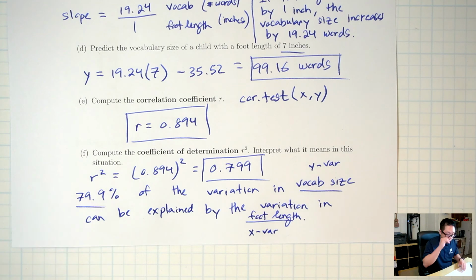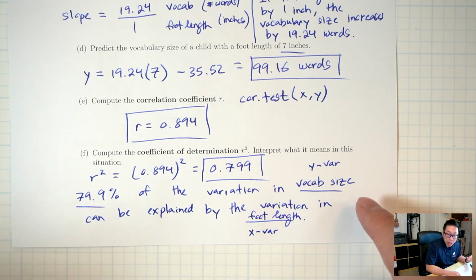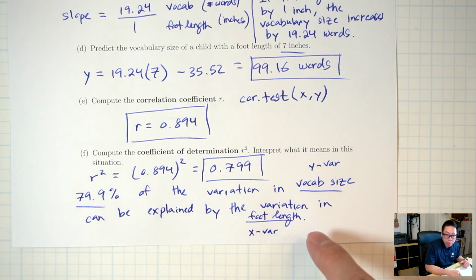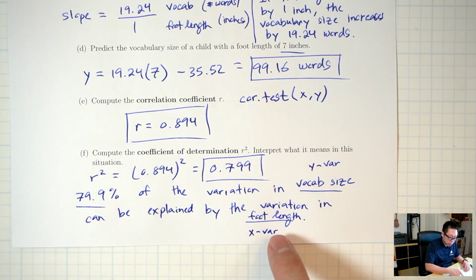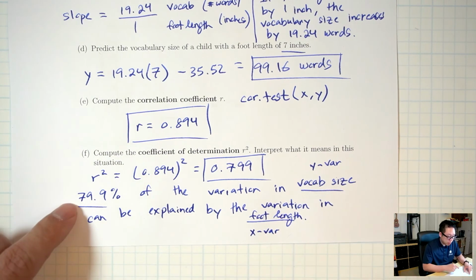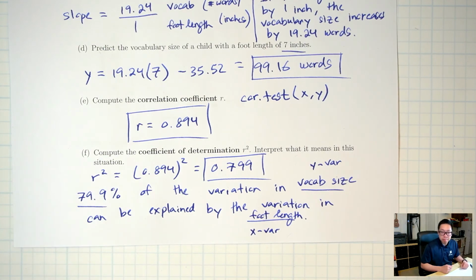And what this means is that there are many variables that could affect a child's vocabulary size, other than foot length. But what we're saying here is that foot length accounts for 79.9% of the effect.